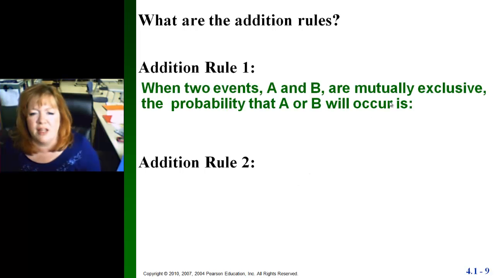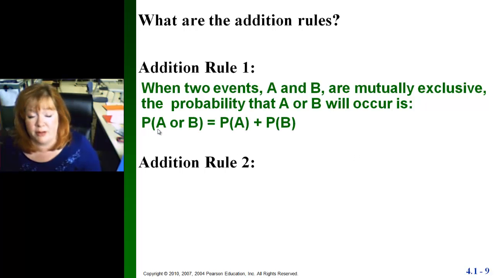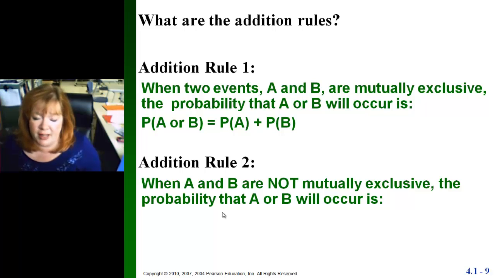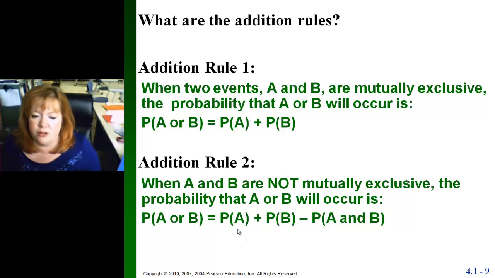First off, if the events are mutually exclusive, then you just add them together. No problemo. Probability of A or B is probability of A plus probability of B. Addition rule 2 is if they are not mutually exclusive, that means you have to subtract off something that you counted twice. So probability of A plus probability of B minus this part where they overlap, where they can occur at the same time.